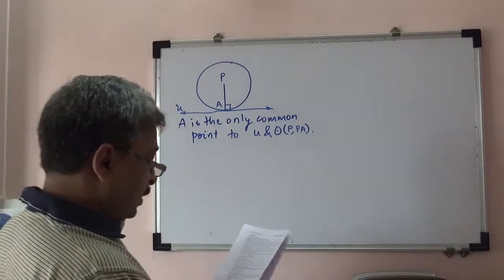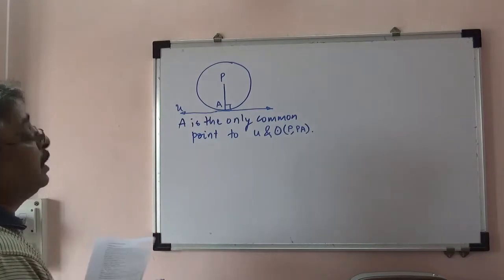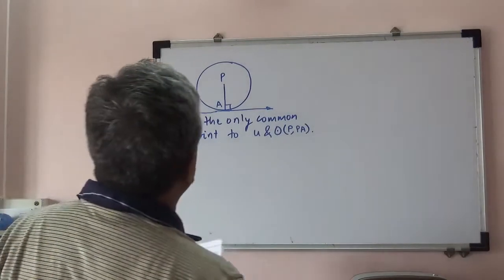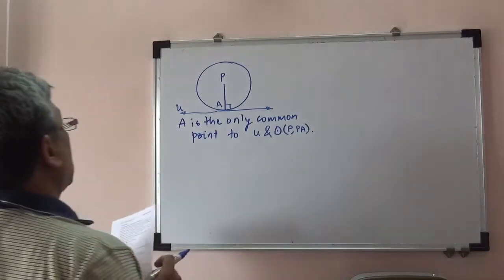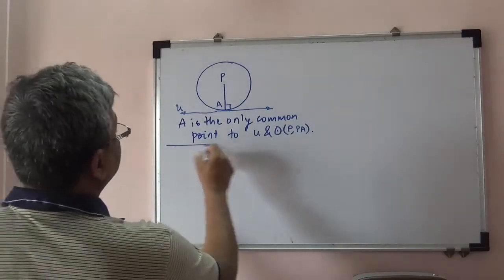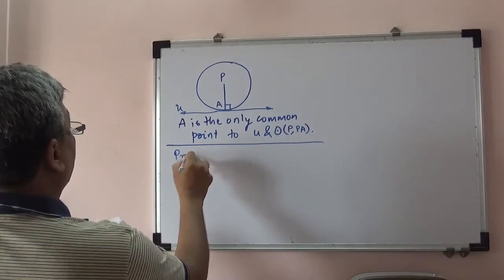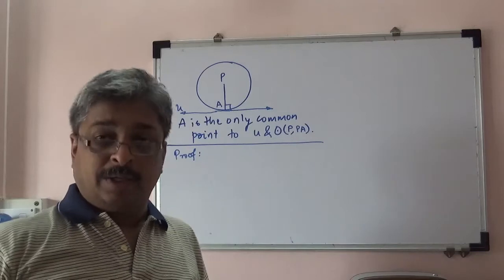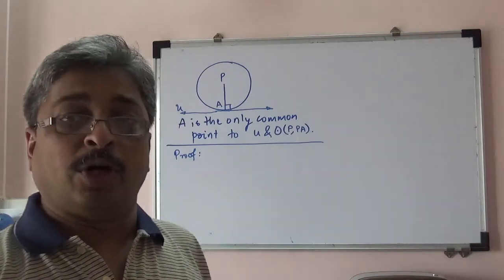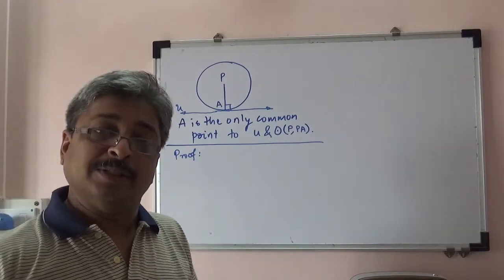Okay, and then we will call this line U as a tangent line to circle because they have only one point in common. Now, how do we go about proving this proof? Pause this video, think about it, write your own solution, check what we do after this.